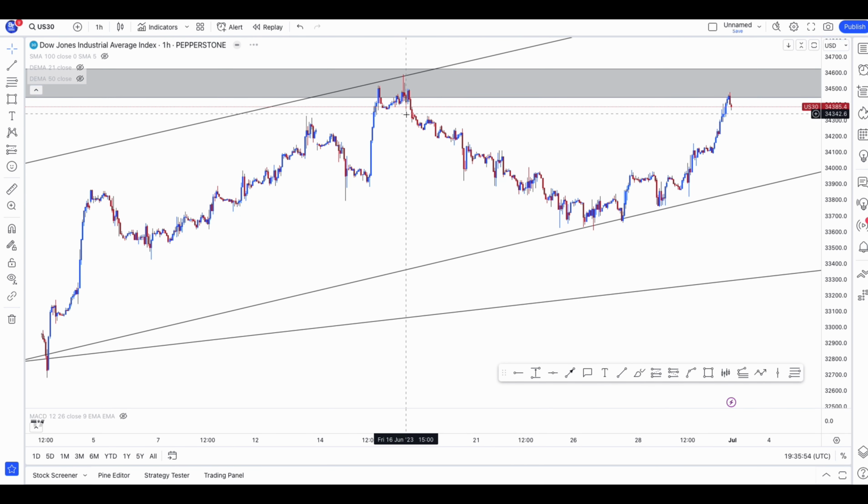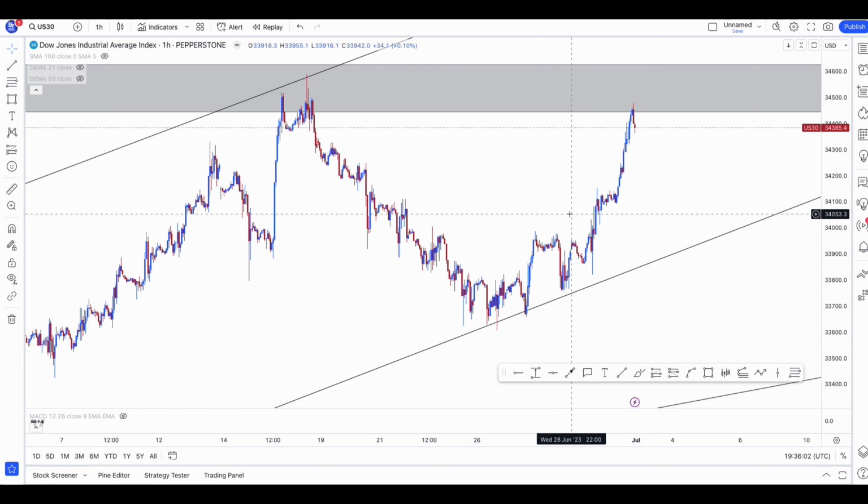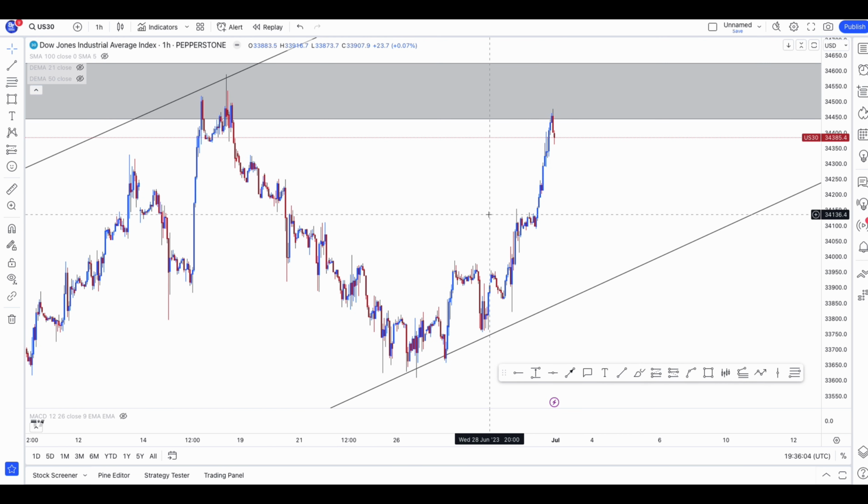On 1 hour, firstly, you can see that we already have something like a cup. We don't have a handle yet. So if we can get a handle and go up, then it will be cup and handle. People who trade patterns probably know that. Same thing as last week, guys.